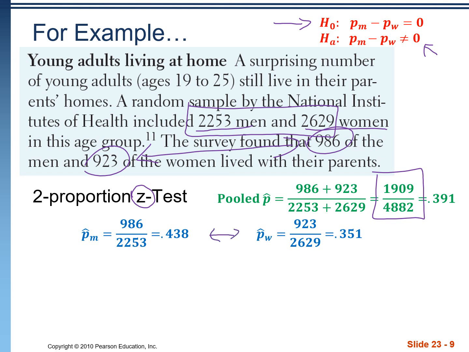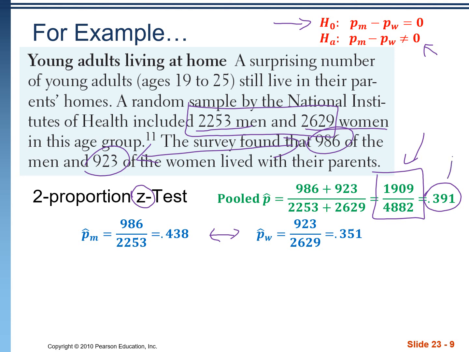43.8% for males, 35.1% for females, is just a result of natural sampling variation. If we went out and we talked to all the males in that age group, all the females in the age group, we'd find out that they actually would live with their parents at the same rate. So if that's true, the best thing for us to do is just to take all of our data, put it together, and come up with a single value to represent both of these samples collectively.